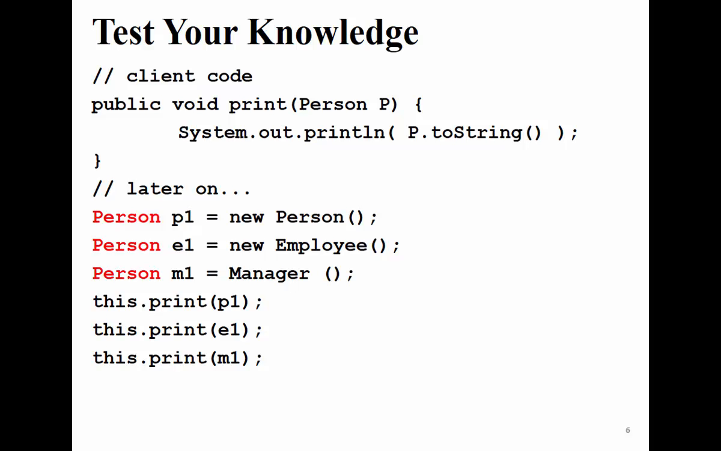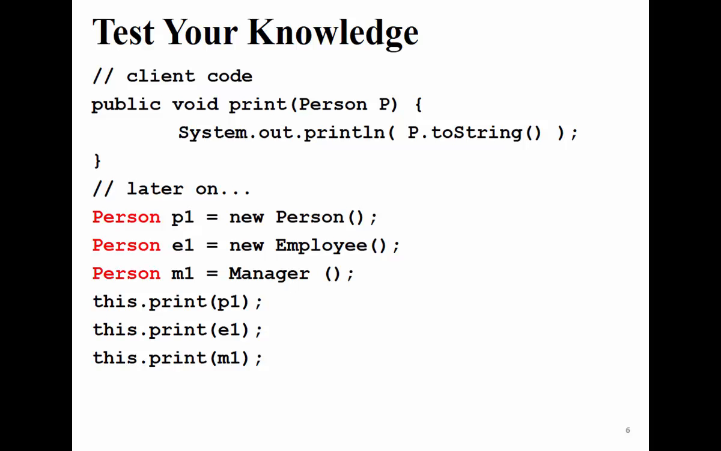Now, later on, he defined three variables, p1, e1, m1. p1 has a declaration type of person and creates a new object of person. e1 has a declaration type of person and creates a new employee. And m1 has a declaration type of person too, and is assigned a new manager. You can see here we can use inheritance because person is a superclass for employee and a superclass of manager. So you can use the person as a declaration type and create an object from the manager and assign it to the person.